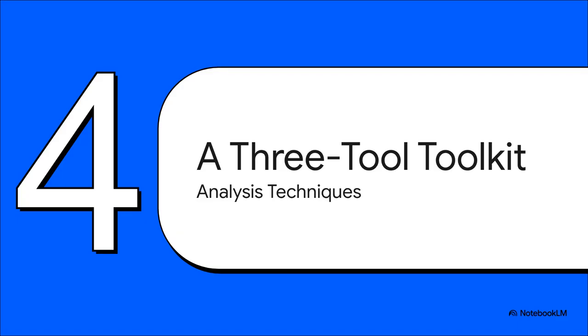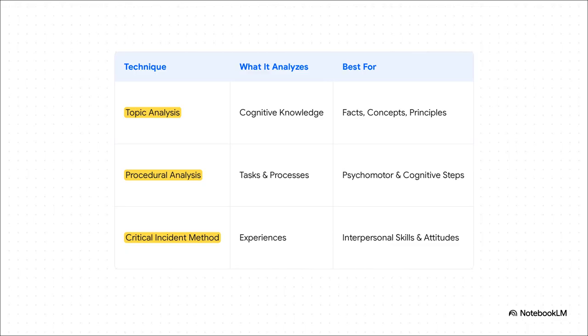Okay, so that's what we're looking for. But how do we actually uncover these 6 types of knowledge? Well, it turns out we have a toolkit with 3 main techniques, and each one is designed for a very specific job. So here's the quick cheat sheet for our toolkit. Topic analysis is for cognitive stuff, what you know. Procedural analysis is for tasks, what you do. And the critical incident method, that's for analyzing experiences, which is perfect for digging into those fuzzy interpersonal skills and attitudes. Let's break down how each one works.